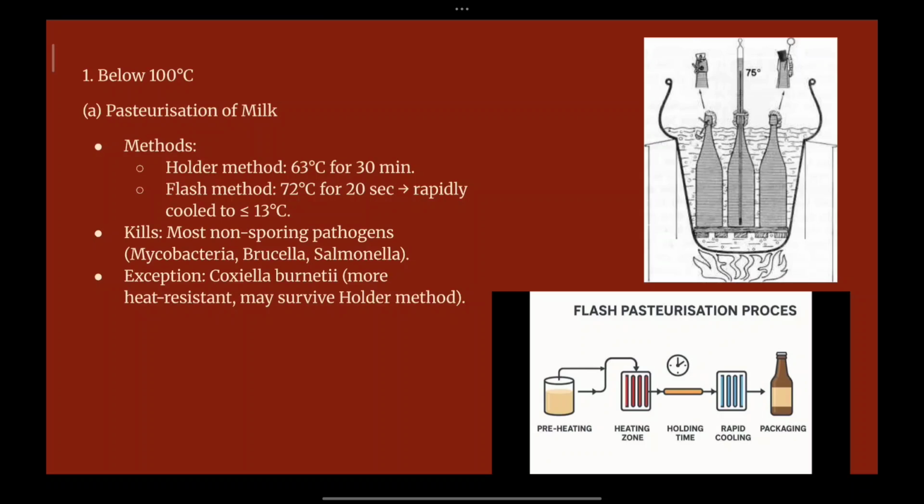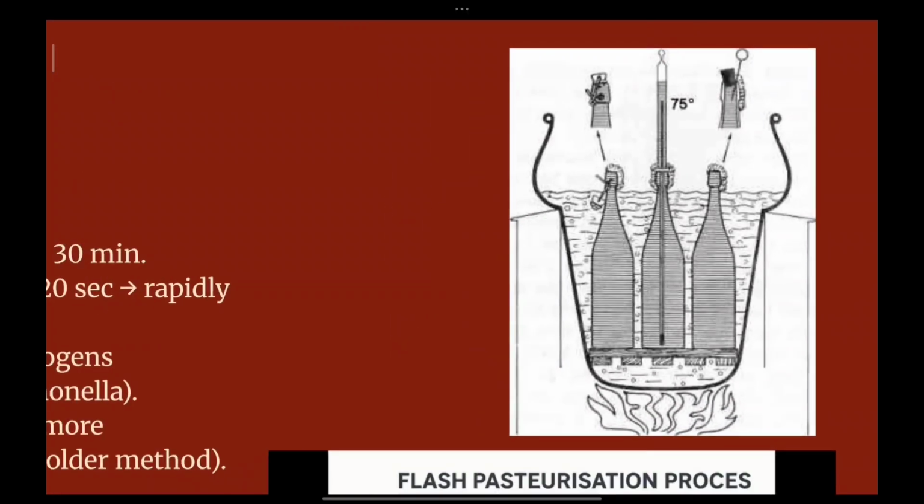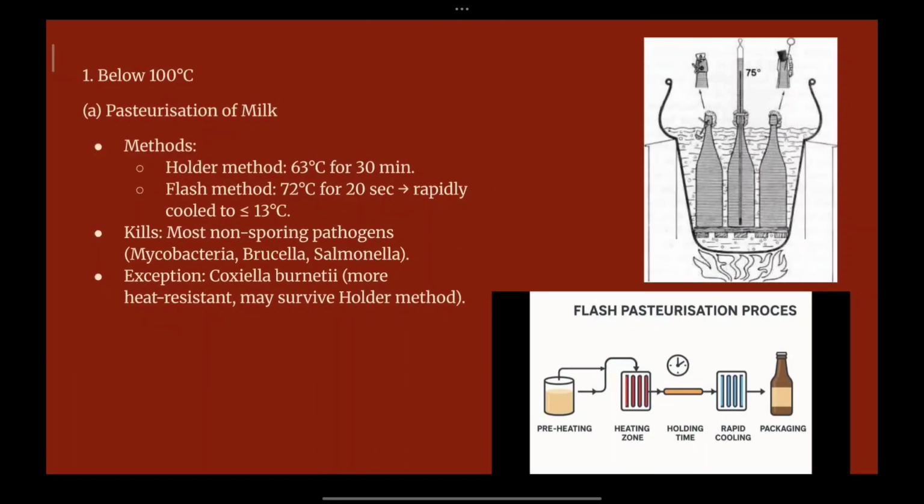Now, here is an image of how the different methods are done. Below, we have given a flash pasteurization process where you preheat for 20 seconds, hold, and then rapidly cool it. Once you cool it, you're going to package the milk and send it for use. Now, the image above is the Holder method. You can see at 75 degrees Celsius you have kept the milk bottles inside the boiling water and it is boiled for 30 minutes. So that covers the pasteurization of milk.